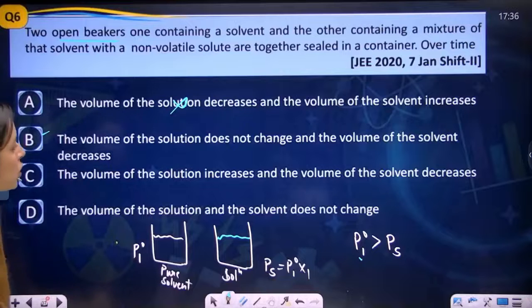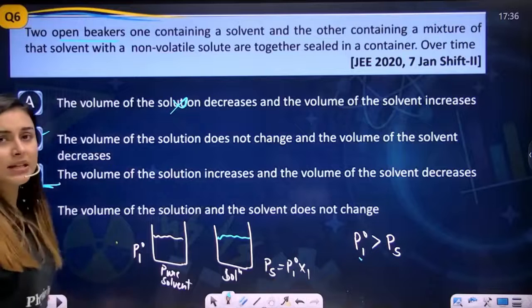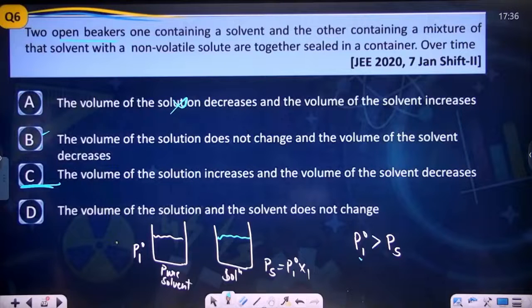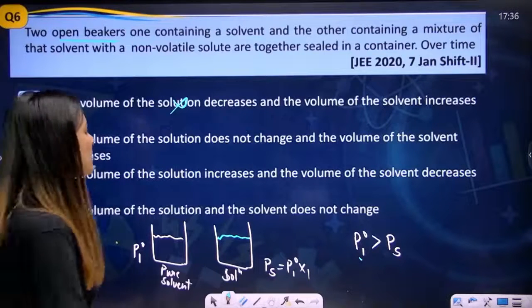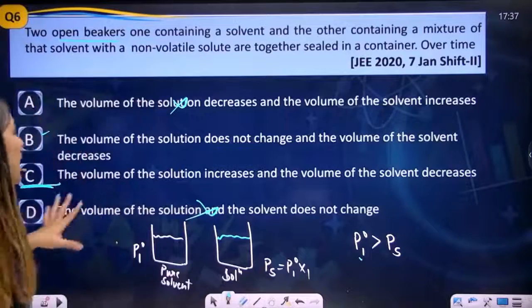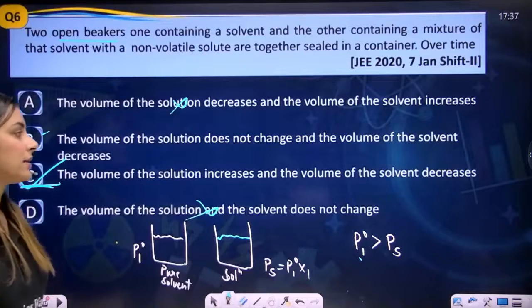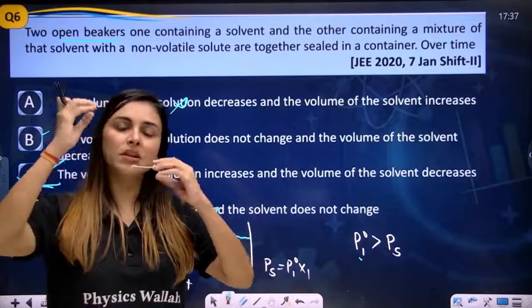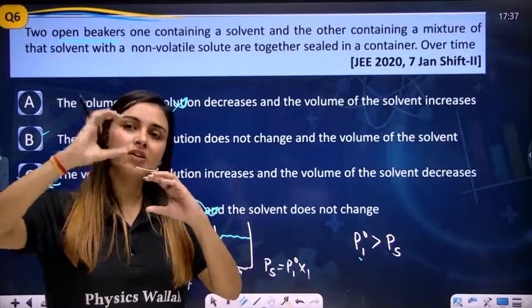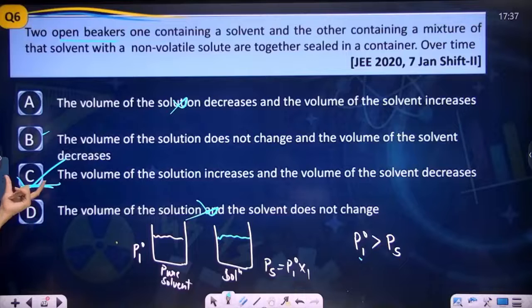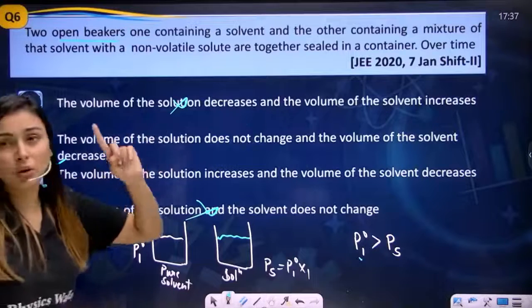Let's see. The volume of the solution increases and the volume of the solvent decreases. We can kind of say this part as well. So I think option C will be your more absolutely correct answer. The volume of the solution and the solvent does not change. This is absolutely wrong. Here you have to answer that the volume of the solution increases and the volume of the solvent decreases, because for the solution, though vapors are forming, they are comparatively fewer than in the pure solvent. That is the reason we give the answer C and not B, because the volume of the solution actually changes.